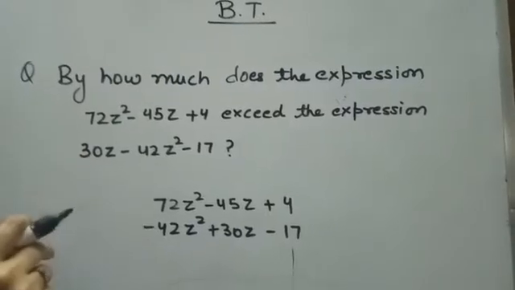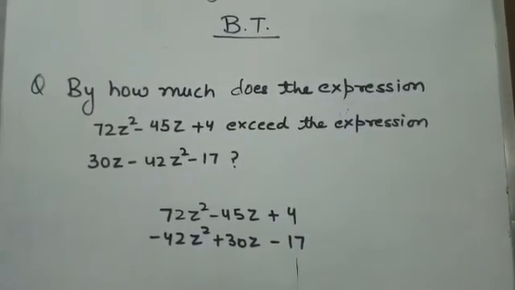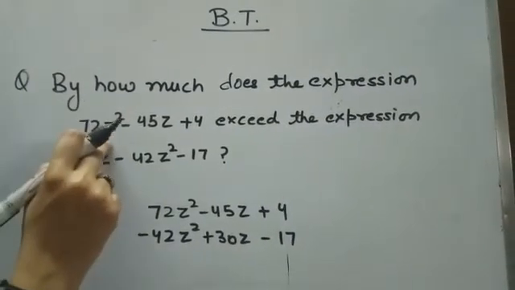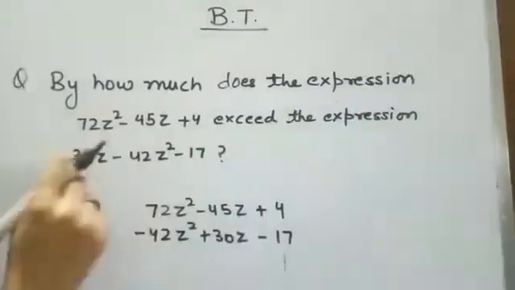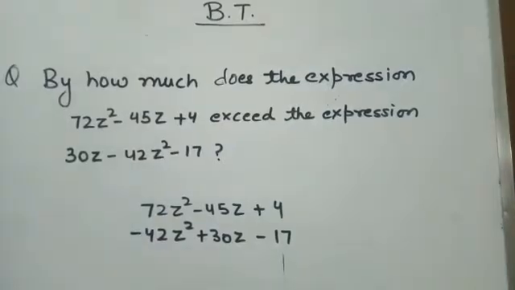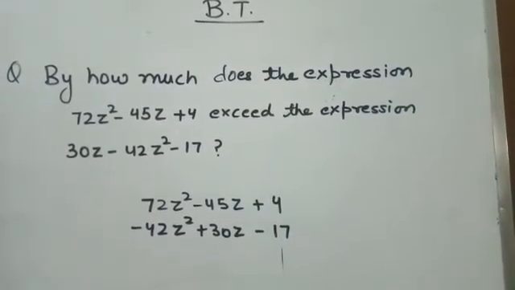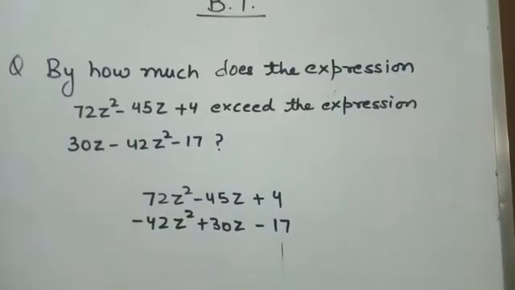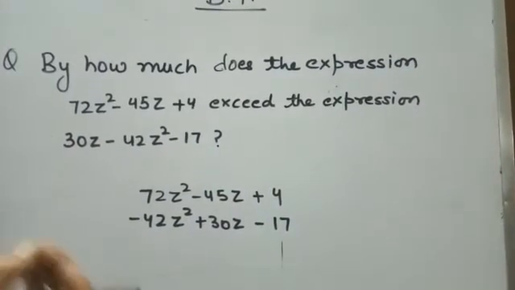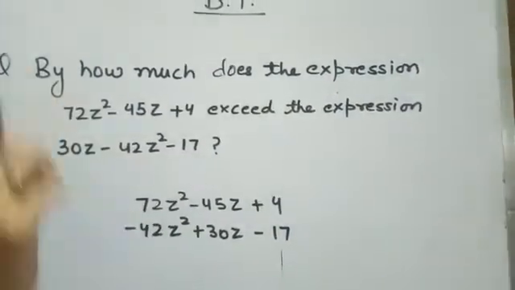Now the next question: by how much does the expression 72z square minus 45z plus 4 exceed the expression 30z minus 42z square minus 17? See, as we are not familiar with these expressions, we are going to put simple numbers to just check what we have to do in this question.